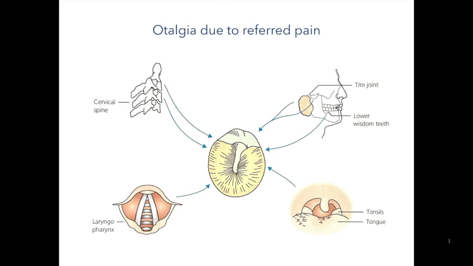And then the cervical spine, C2 and C3. Pain coming from there is often worse at night when the head lies awkwardly, and neck support often provides relief. So if using a neck pillow relieves the ear pain, then maybe somebody should take a look at the patient's neck.